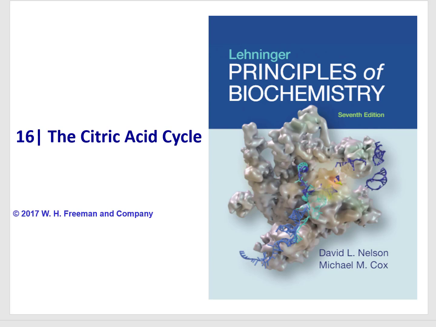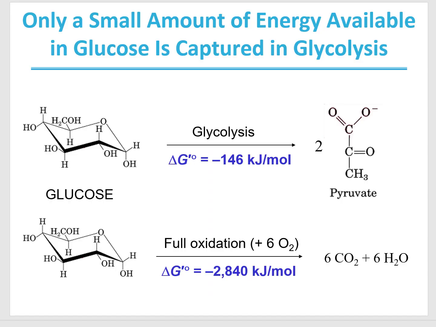Now, the citric acid cycle is called an amphibolic cycle, meaning it operates as both a catabolic as well as an anabolic pathway. In chapter 14, we looked at glycolysis in detail. So you saw that glucose gets converted to pyruvate. So even though glycolysis produces two ATP molecules, it only harvests a certain amount of energy that can be found in the chemical bonds of glucose.